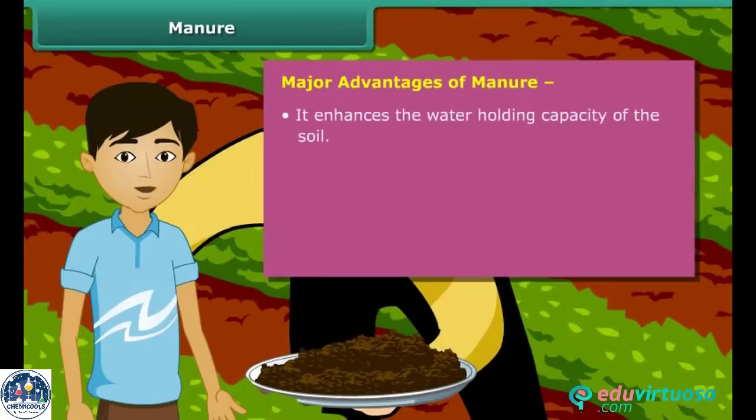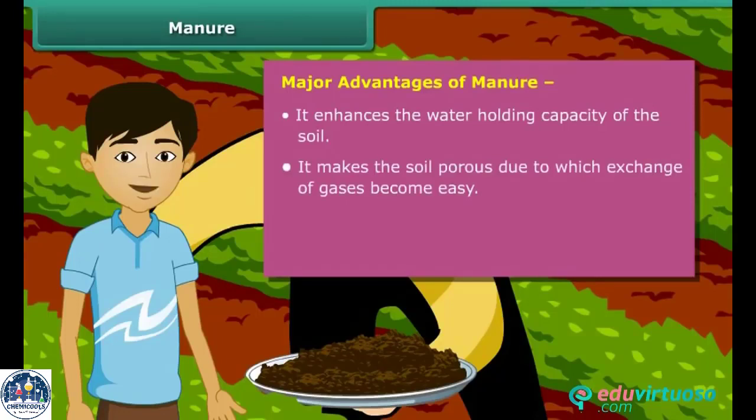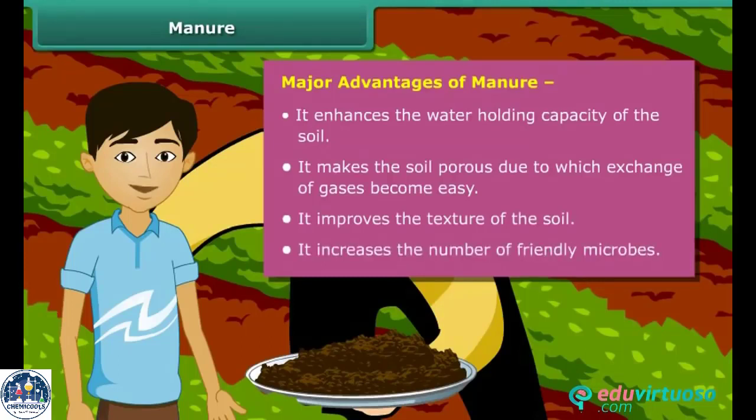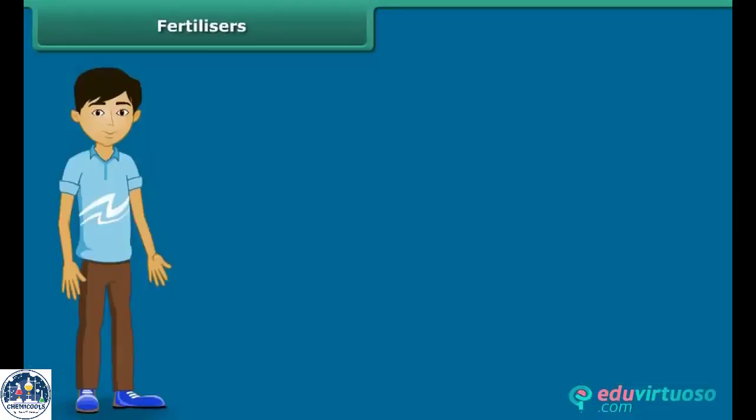Manure enhances the water-holding capacity of the soil. It makes the soil porous, due to which exchange of gases becomes easy. It improves the texture of the soil. It also increases the number of friendly microbes necessary for a healthy crop. Like manure, fertilizers are also used in replenishing the lost nutrients and minerals in the soil.